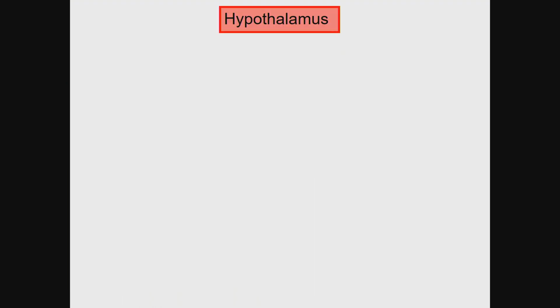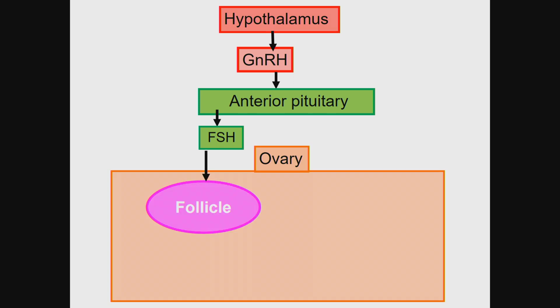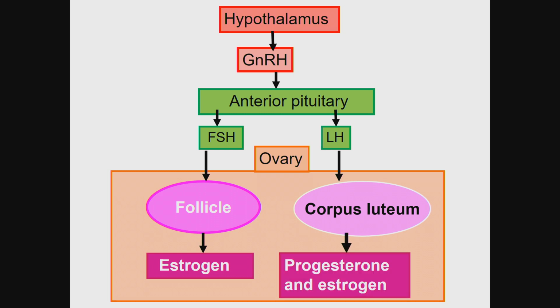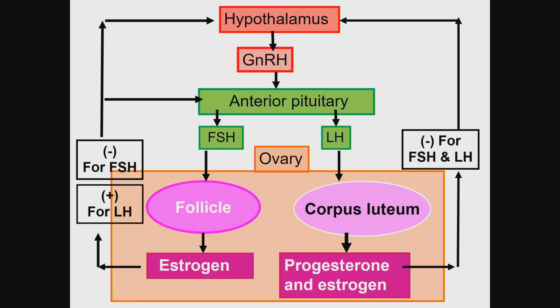Let's draw the feedback loop for the female hormones. Hypothalamus releases GnRH, which goes to the anterior pituitary to release FSH, follicle stimulating hormone, which goes to the ovary, specifically the follicle. The follicle then secretes estrogen. The anterior pituitary releases LH, which stimulates the corpus luteum to secrete progesterone and estrogen. Now, estrogen is released during the first half of the menstrual cycle, and it then causes LH to peak and turns down FSH. Then, in the second half of the cycle, LH stimulates the corpus luteum to secrete estrogen and progesterone.